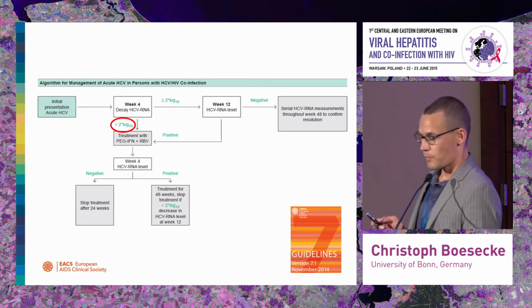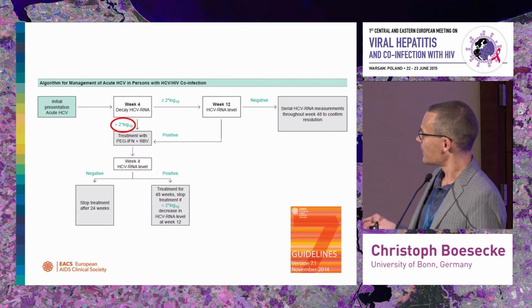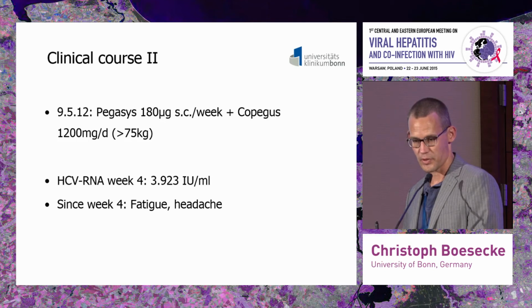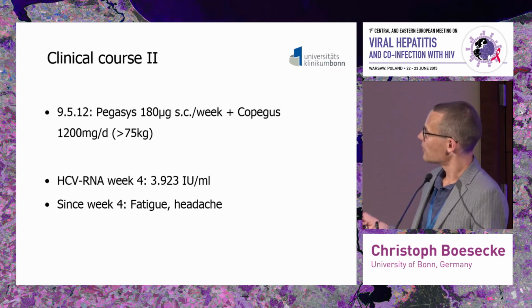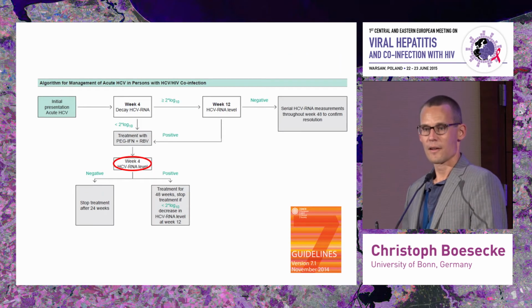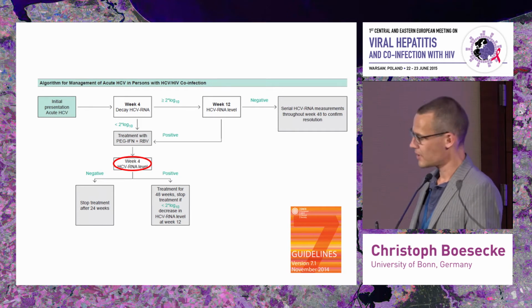So our patient started treatment according to the EACS guidelines, and as he was weighing more than 75 kilograms, he was given ribavirin 1,200 milligrams, that's 6 pills per day, and he came in quite often for monitoring of blood count and liver enzymes, and his HCV RNA dropped down to close to 4,000 international units at week 4, and he was complaining of fatigue and headache from week 4 onwards.